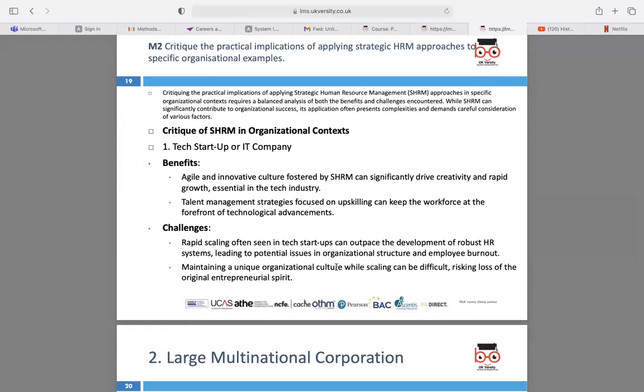Now, the challenges that a tech startup or an IT company would come up with is that they would see that they usually have HR systems that might be obsolete, and that would eventually have potential issues in the organization, and also look at employee burnout, because tech is rapidly changing every day. And you might also look at losing the spirit of the associates, wherein since it's a startup company, they have this entire spirit that, all right, we have to do this, we're going to do this. And you might eventually lose that because of the burnout that the associates are going to be facing.